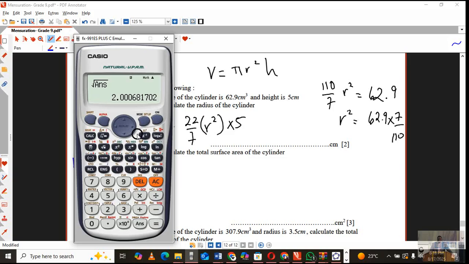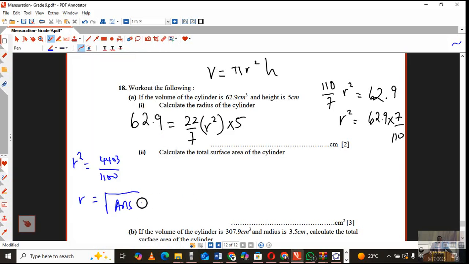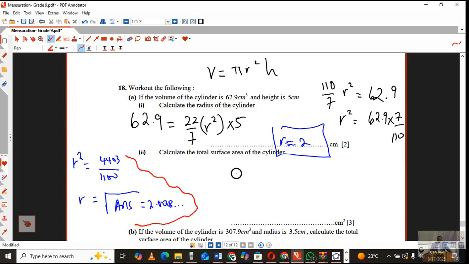Well, of course, 2.000 is about 2.0008 and so on. So the radius is about 2 centimeters. Got it? Right. So that question has obviously nothing to do with this one. So let me just take off the boundary.